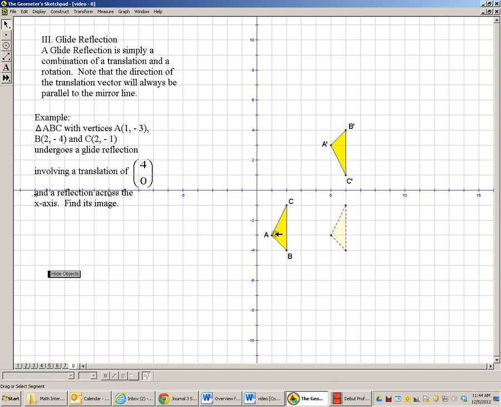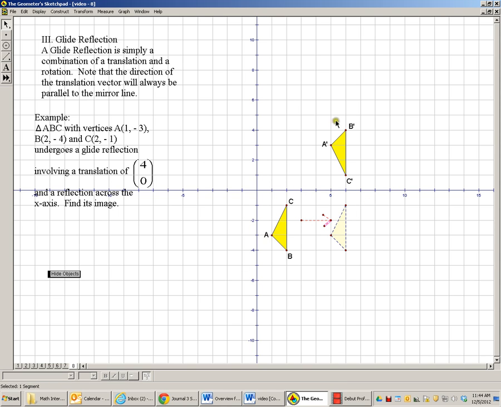Notice how the translation vector was straight to the right. Okay, and I'll even draw a picture of that. It's like the translation did this. Oh, golly. And notice also, it moved 4 just straight to the right. Notice also that this vector is parallel to the mirror line, which was the x-axis.